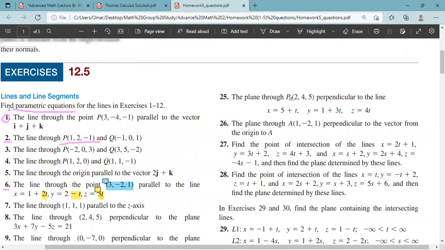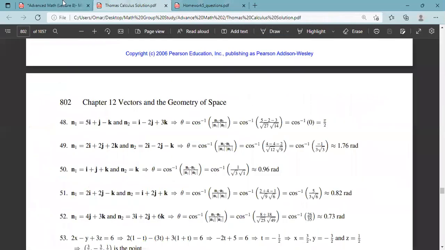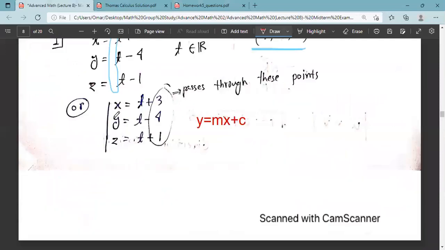the first question. So we have to find the parametric equation for the lines. Here, this is a vector, and the line through. So you have to find the parametric equation. Do you know what a parametric equation is? A parametric equation is something like you see here. We have x, y, and z, but all of them are dependent on the same variable t, right? So this is called a parametric equation.